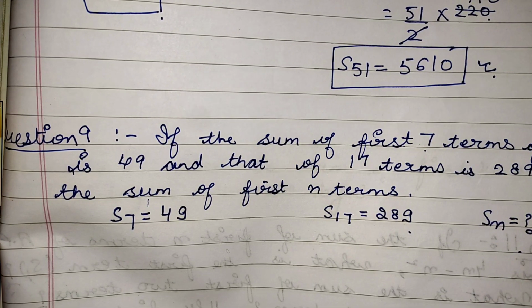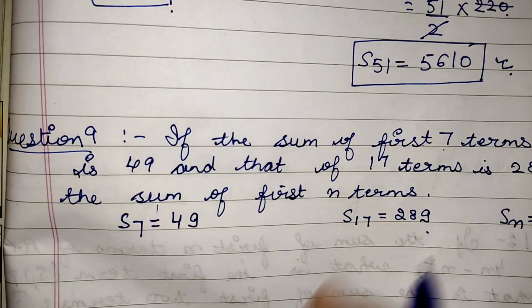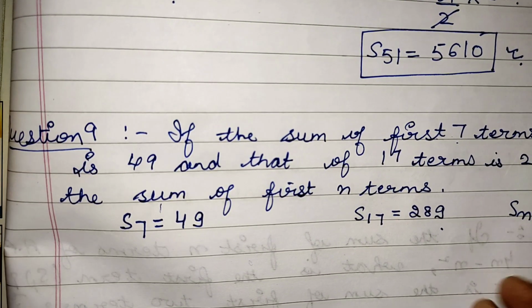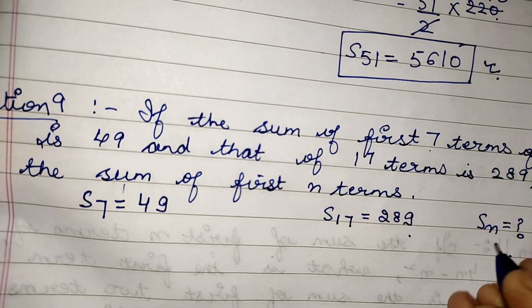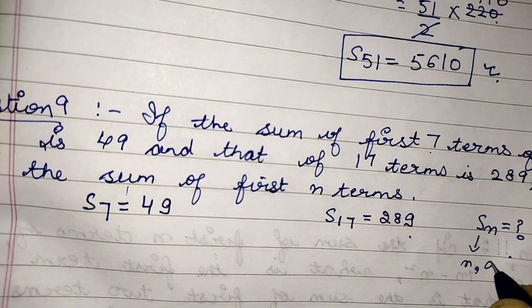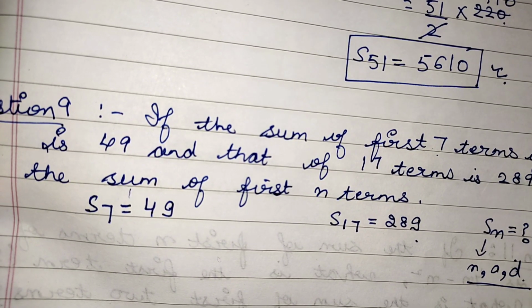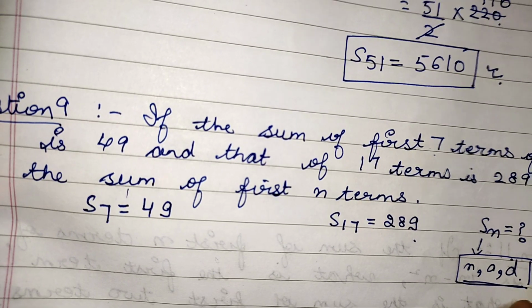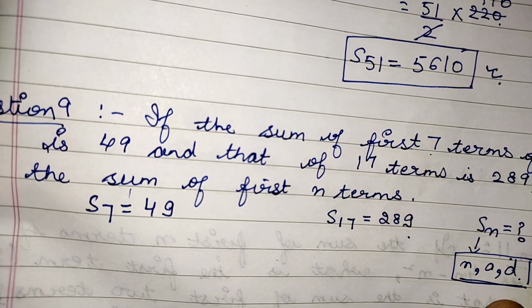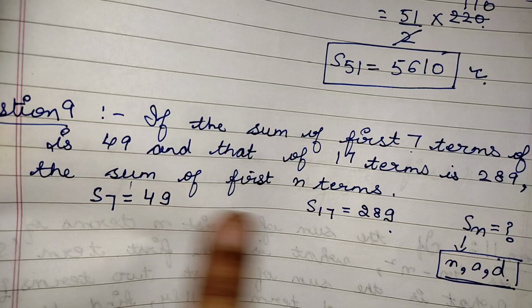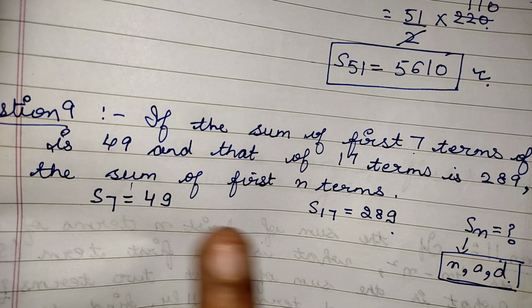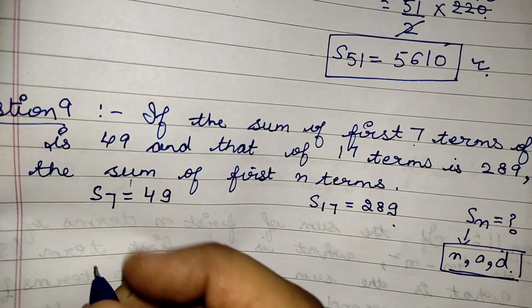Okay, so how can we find out? If we have to find out the sum, then we need 3 things. What are those? N, A and D. So we can find out all those things by using these 2 formulas. So let's find out these 2.